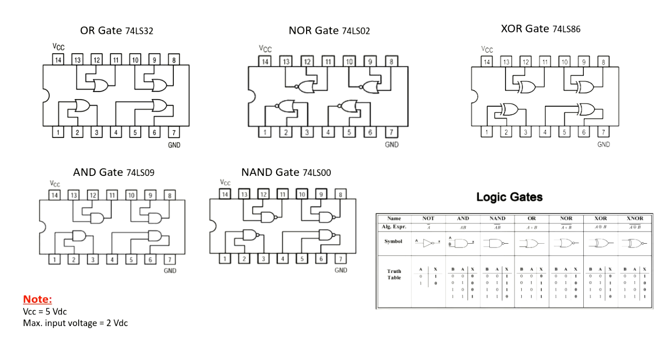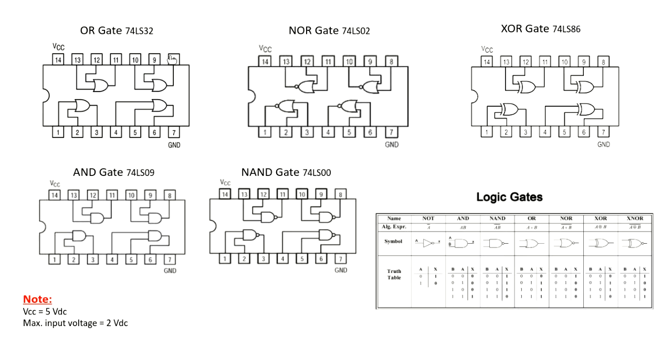Here on the screen you can see a slide showing different gate packages in the form of ICs, and in all of these ICs there are 4 gates. For example, this first one is the OR gate, top left corner. The IC has a particular part number, 74LS32.